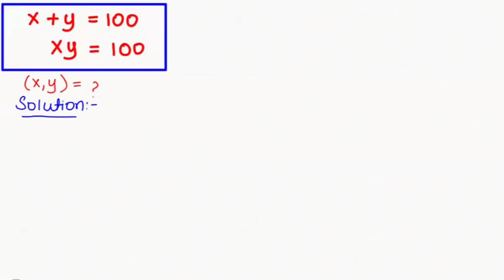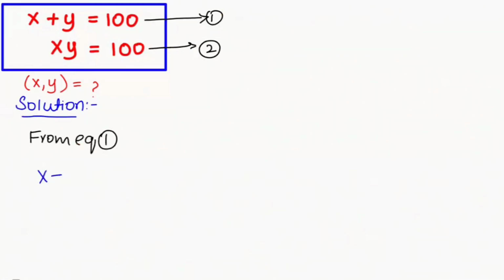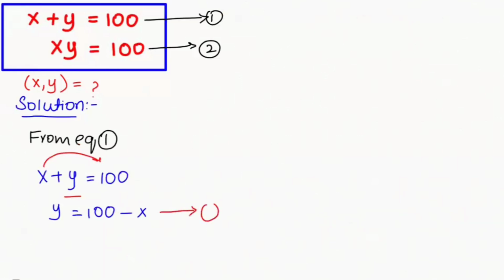In the first step, I am going to name this equation as 1 and this as 2. Now here I am going to take equation 1: x plus y equals 100. Now I am going to make y the subject. I will take this x to the right-hand side. y equals 100 minus x. Now I am going to name this as equation 3.